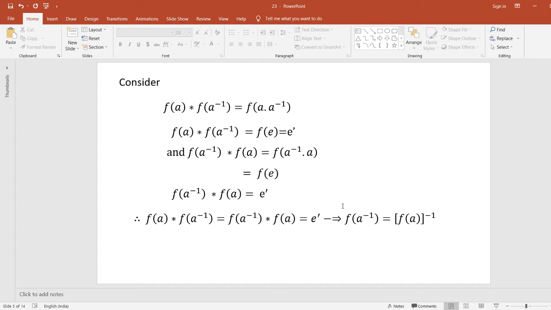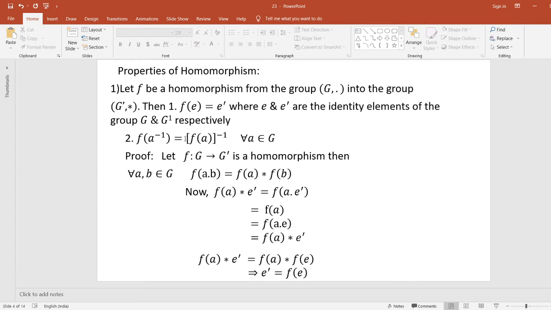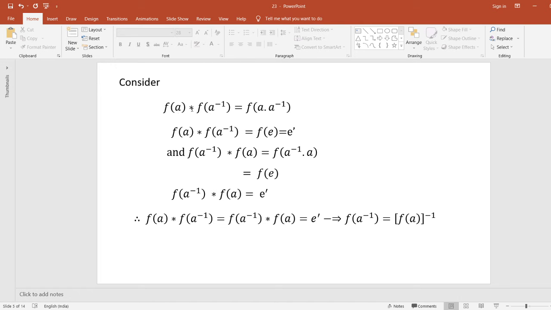Next, we prove the second one. We have to prove f(a⁻¹) = (f(a))⁻¹. We can prove it like this: f(a⁻¹) * (f(a))⁻¹ is equal to the identity element. Look here. Consider f(a) * f(a⁻¹), and using the definition of f as a homomorphism, that is f(a·a⁻¹). f(a·a⁻¹) means f(e), f(e) is e'. So we have got f(a) * f(a⁻¹) equal to e'.